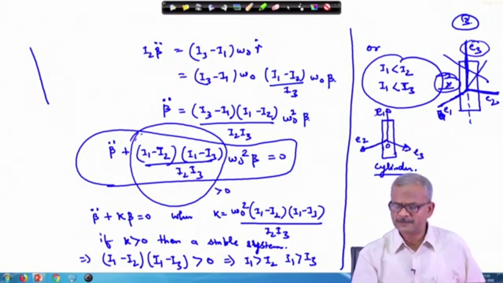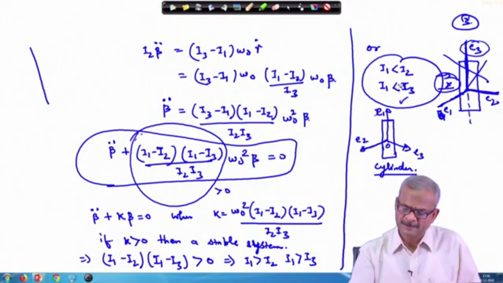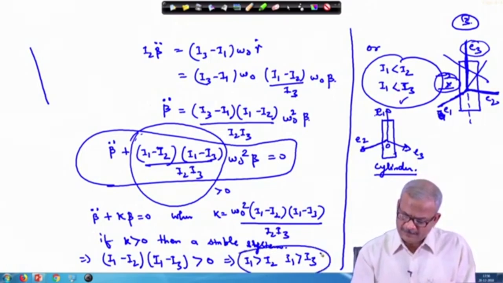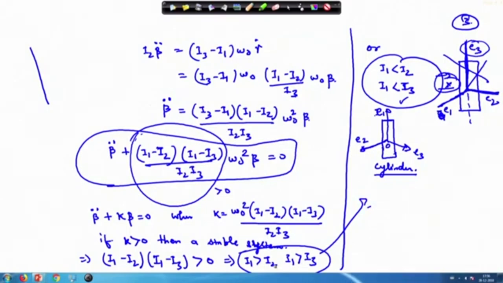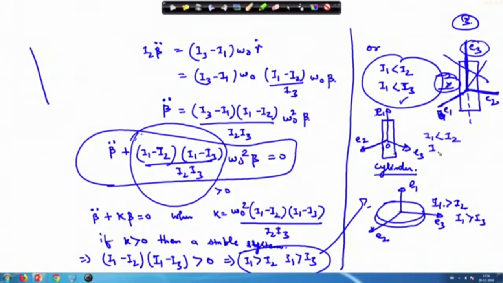There may be many cases where this condition is satisfied, but what it says is that these two are together, and this one refers to the case where I1 is greater than I2 and I1 is also greater than I3. You can indicate that like this: this is a disk, here you have E1, this is E2 and this is E3. In this case I1 is greater than I2 and also I1 is greater than I3. It so happens that I2 and I3 are equal. Here I1 is less than I2 and I1 is less than I3, and again I2 equals I3.